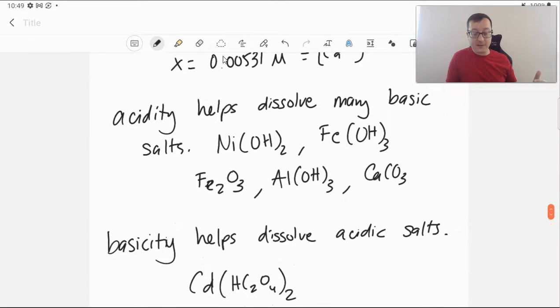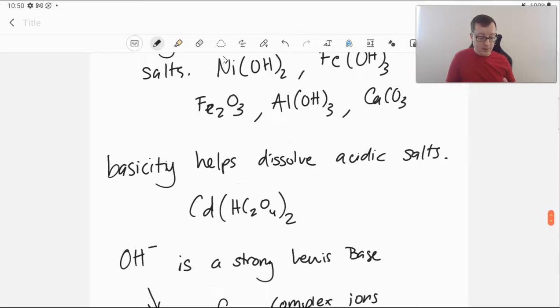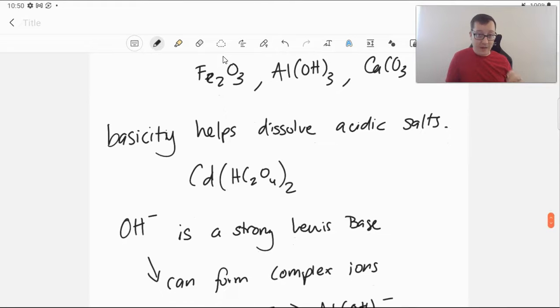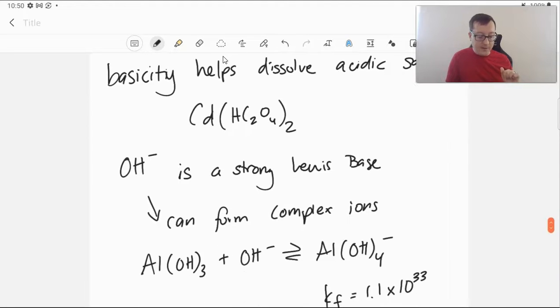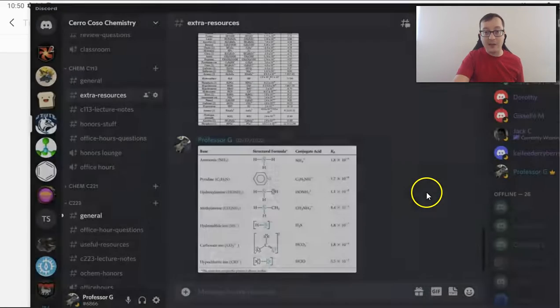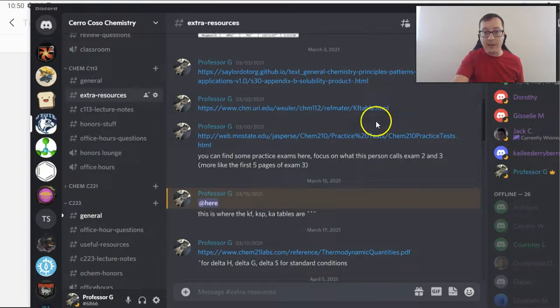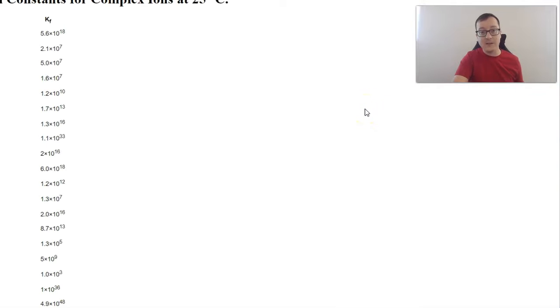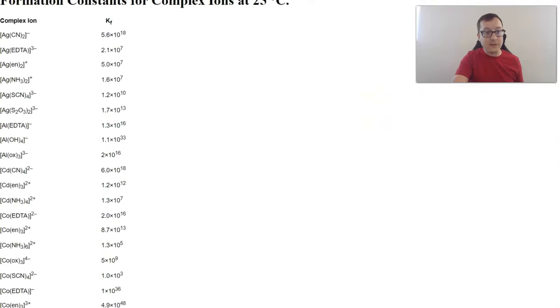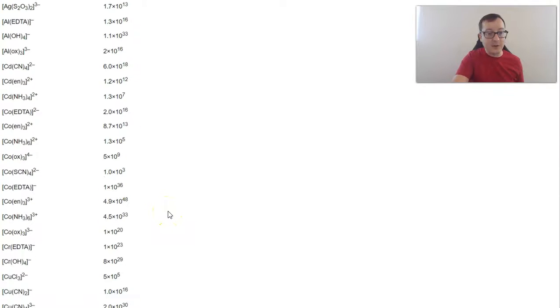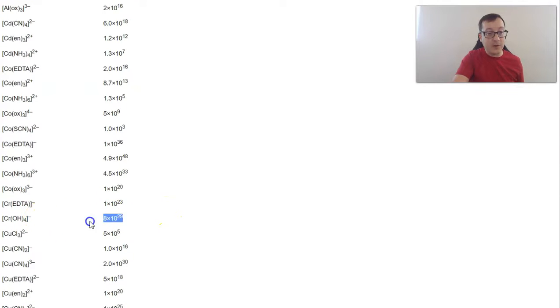So basic salts dissolve in acid. Acidic salts, although there are not too many of them, would dissolve in basic solution. You can do the Kc's for those. And we just need to remember that hydroxide is a strong Lewis base and can form many complex ions. If we take a look at the Kf table, I'll put it closer at the end here, but if we want to just take a look at some of these, we're going to see that hydroxide is a component of many of them.